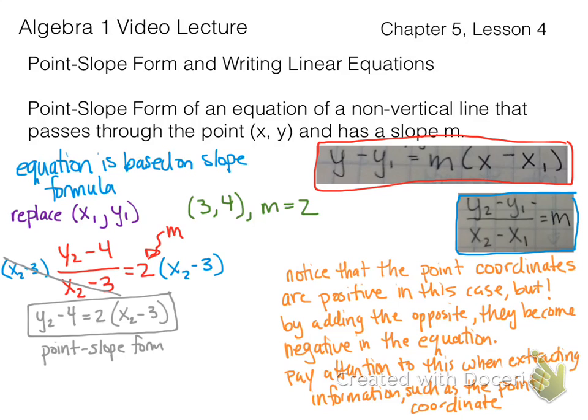Notice that the point coordinates are positive in this case. So these guys right here are positive, right? But by adding the opposite, they become negative in the equation. So if I were to add the opposite, basically here and here, they would become negative. So pay attention to this when we're extracting information such as point coordinates from something that's already written in point-slope form, because it gets a little weird.